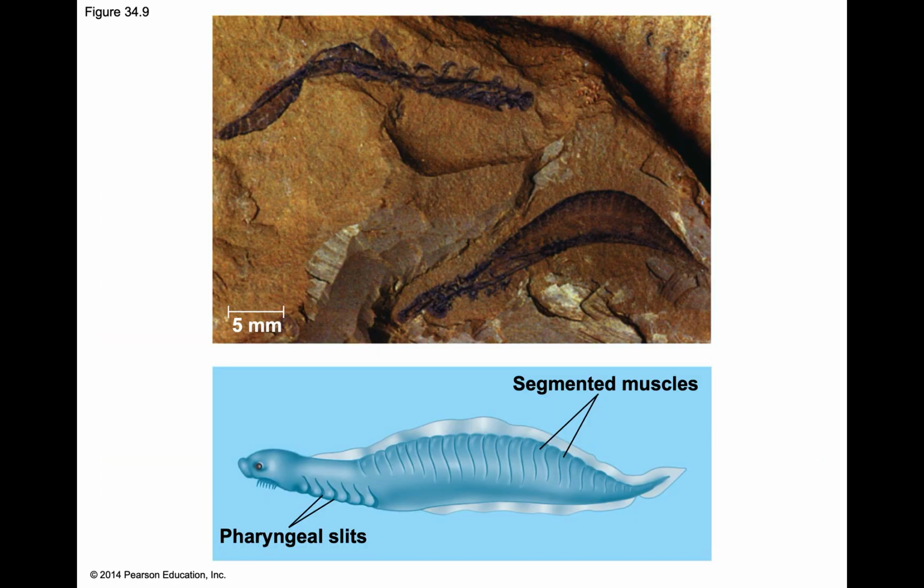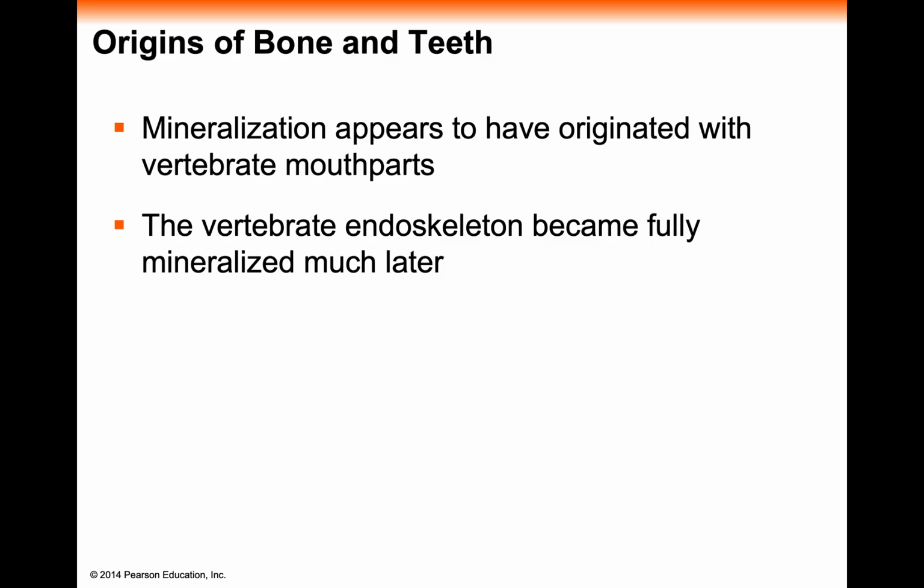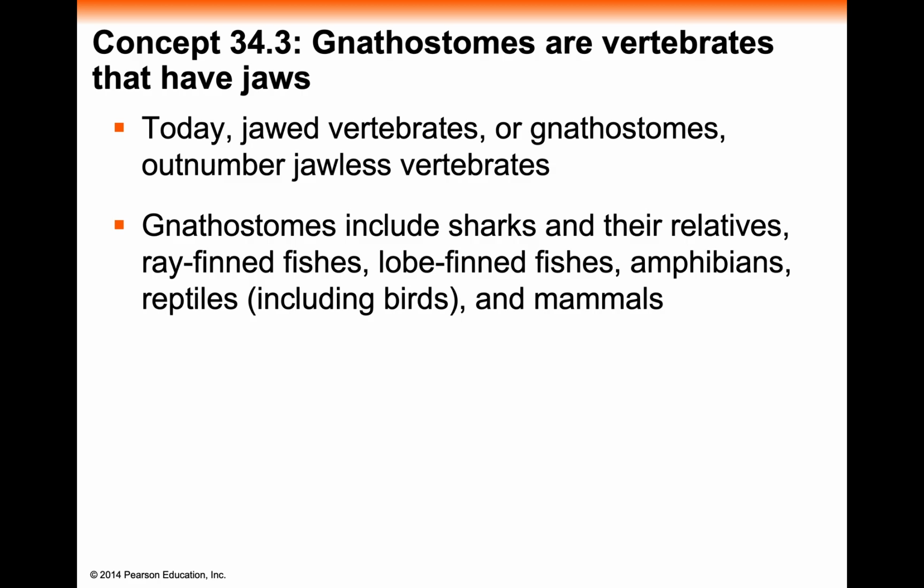So here we can see some early vertebrates and these segmented muscles that we can see fossilized there. So mineralization appears to have originated with vertebrate mouth parts. And just think about it, what in the mouth is mineralized? Well, our teeth, right? And so they think that maybe these were scales that moved towards the mouth. Maybe some of these gill arches started mineralizing, and that's what formed the jaws. But the jaws are really important because they give places for muscles to pull on.